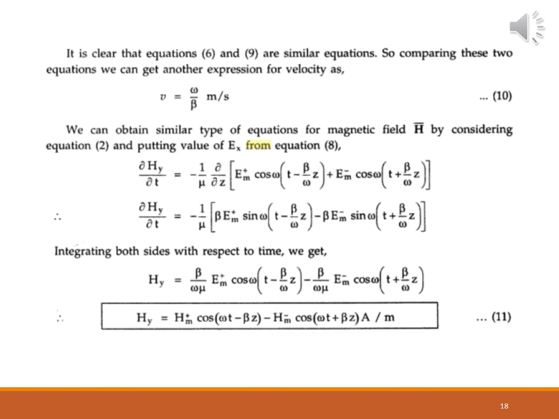As I told you, this entire differentiation is not important. What you have to understand is the wave equation. It is important. And the equation for the velocity V is omega by beta. This you should be knowing. You should also understand that both Ex and Hy can be represented as a forward wave, that is, a propagation in the positive direction, and a propagation in the negative direction. That is what gives you equation 11.